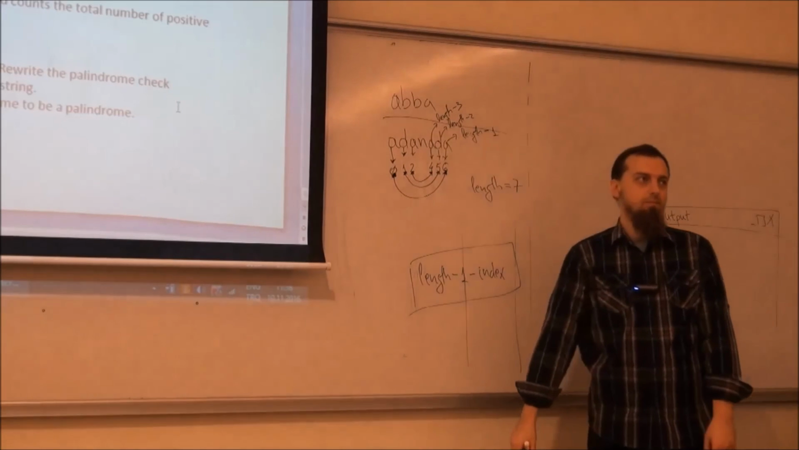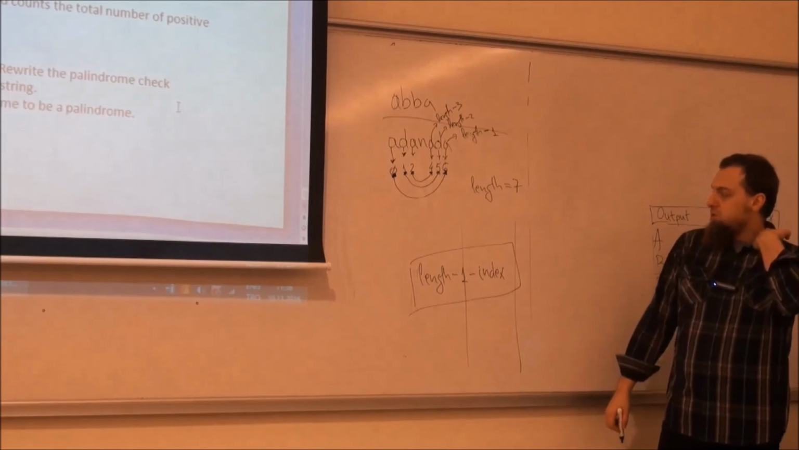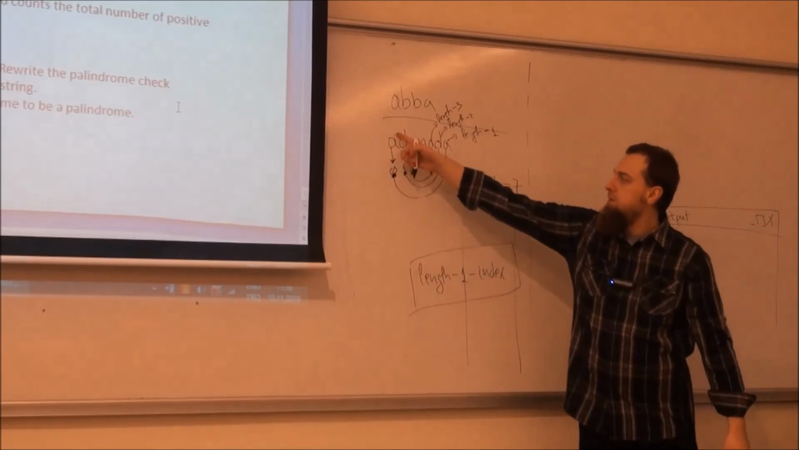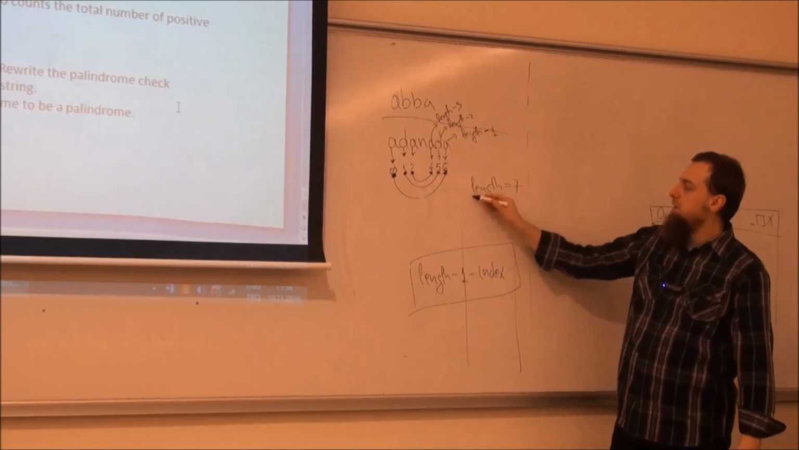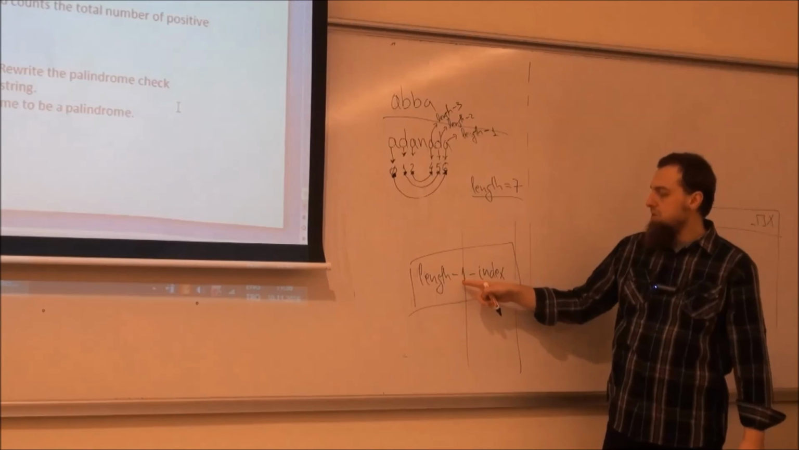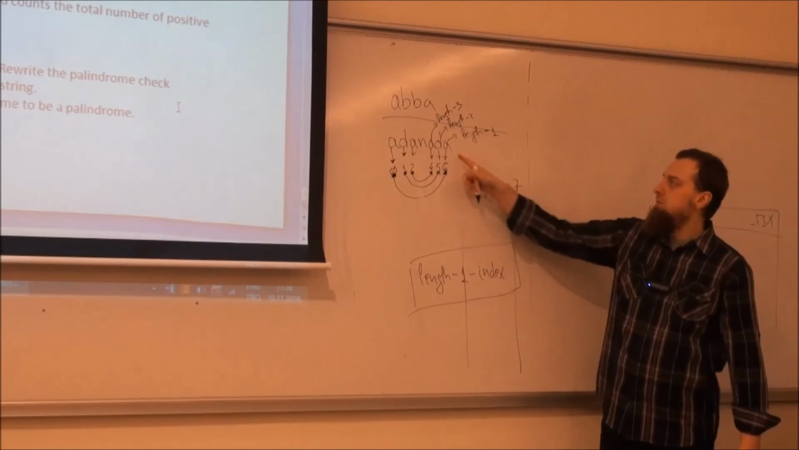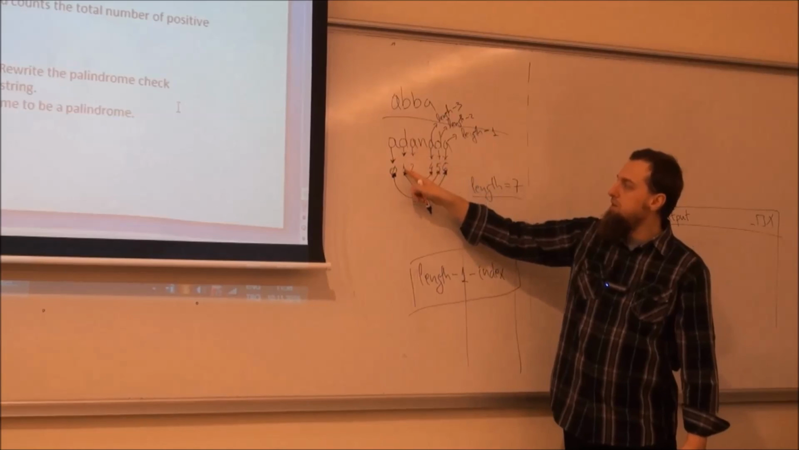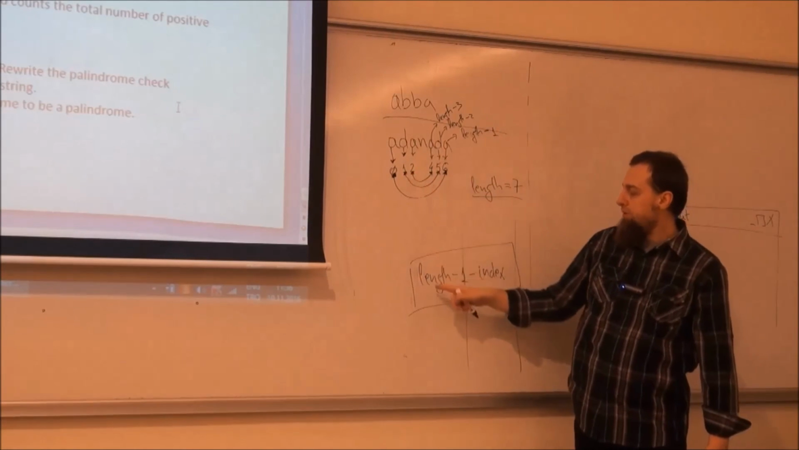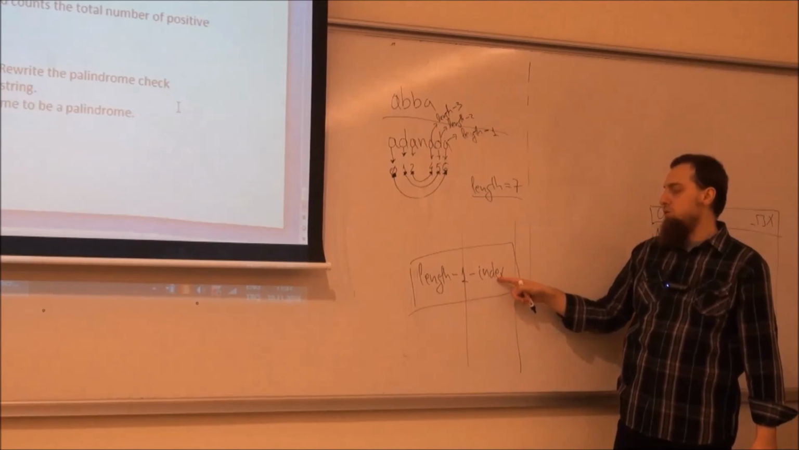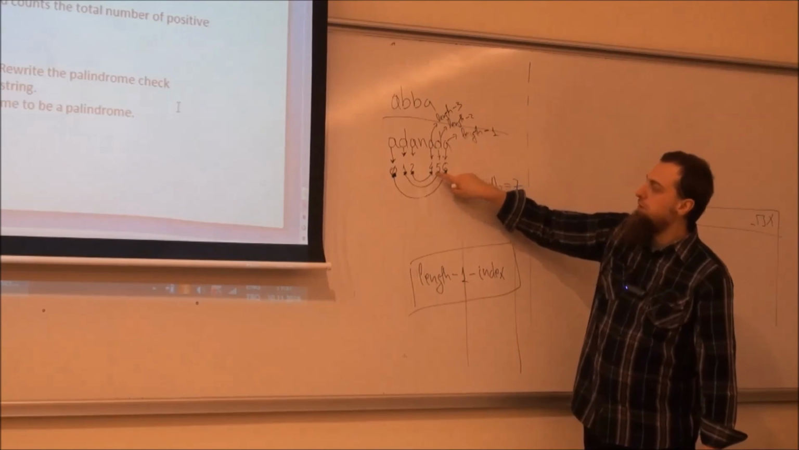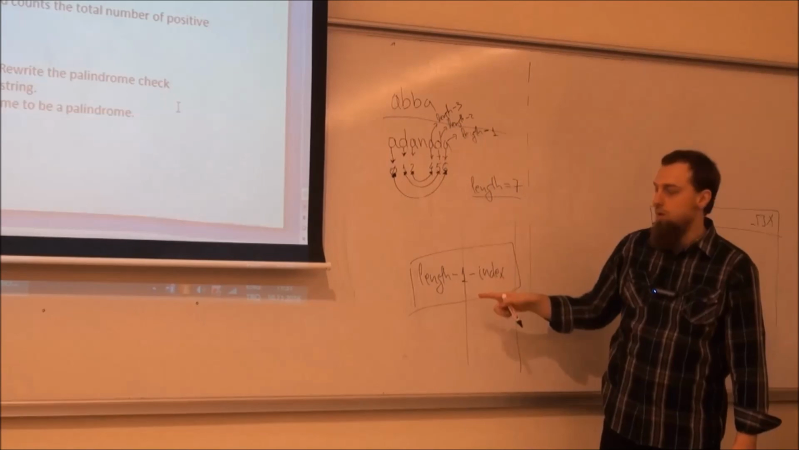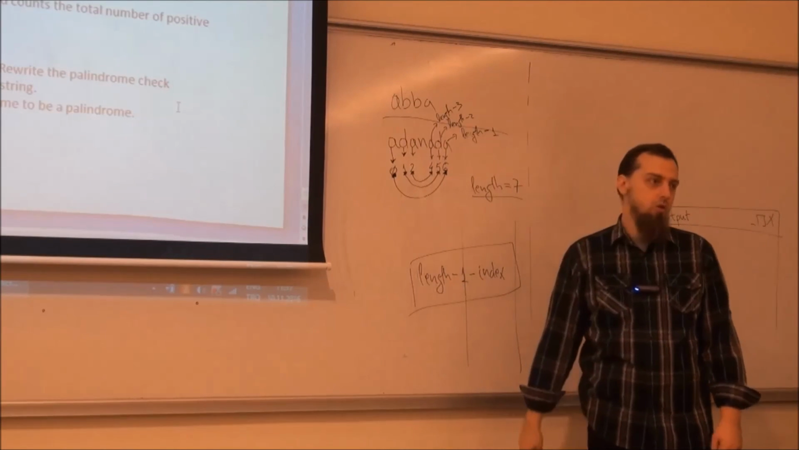Okay? If you don't trust me, the first letter has index 0. Let's say the length in our case is 7. 7 minus 1 is 6, minus 0 is 6 again. For index 1, we have length minus 1 minus 1: 7 minus 1 is 6, minus 1 is 5. For 2, you're going to have 4, and so on. So this is the formula that you're going to use.